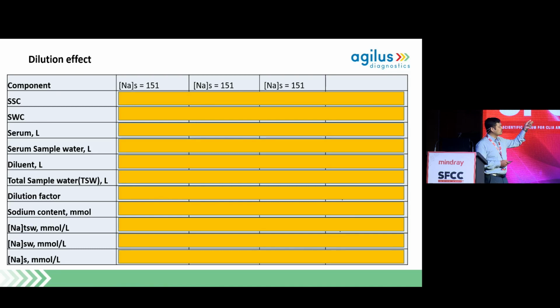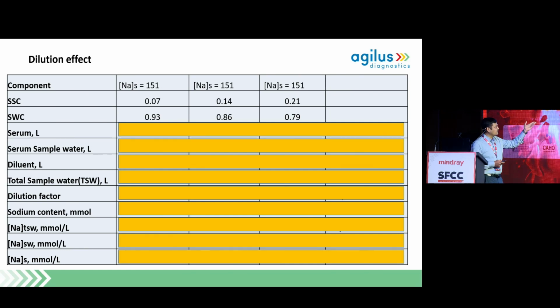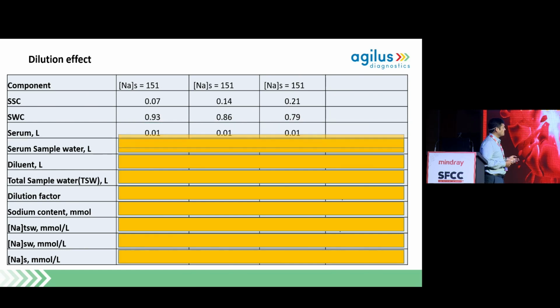Sodium in serum water would be close to 151. What you see is serum sodium, it will be 140. So I'm taking base sodium as 151. And I'm taking three scenarios, solid content, one being 7%, 14%, and 21%. So based on extraction, we'll have the serum water content. And this is the amount of serum that the equipment would aspirate. Generally, it will be 10 microliters.